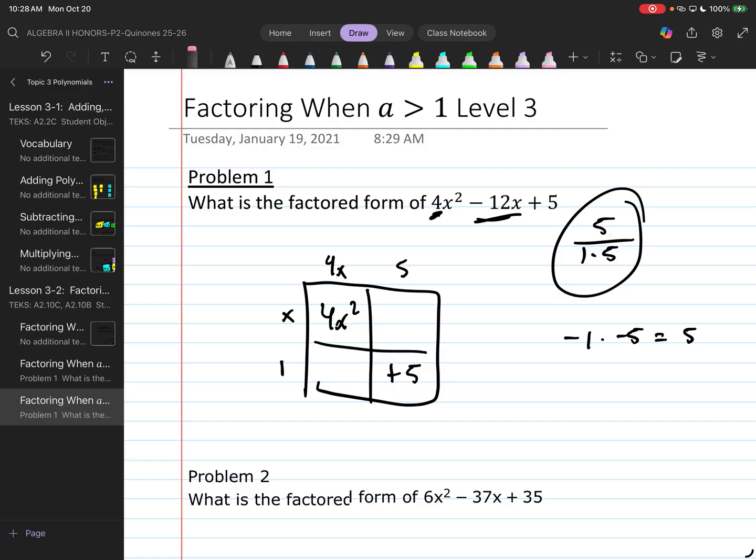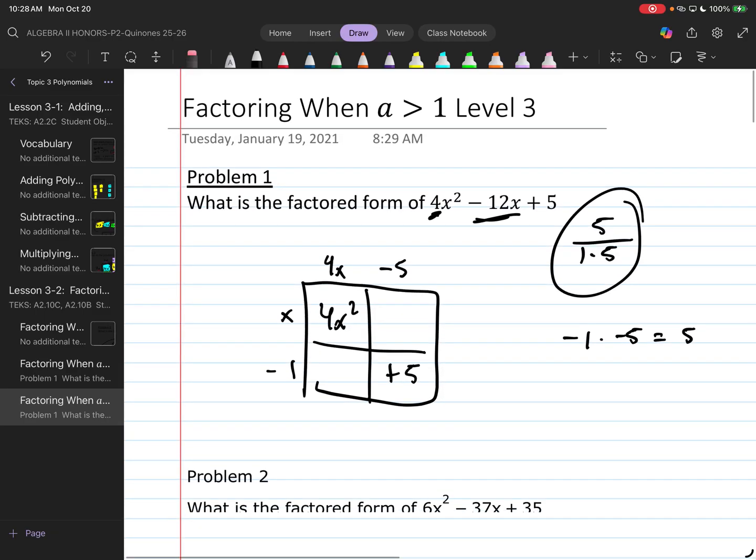Okay, let's see if by switching the sign, we end up with a different answer. This is negative 4, and this is negative 5x. Do they add up to give me negative 12? No.